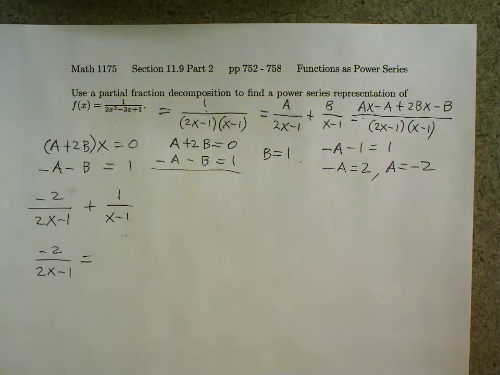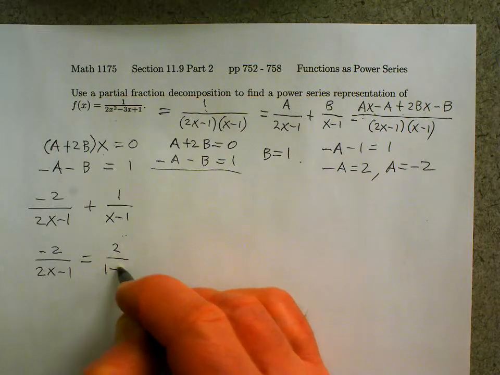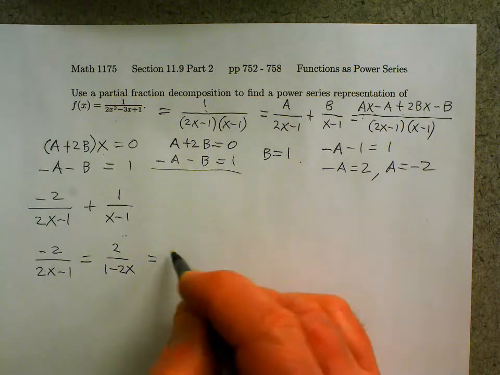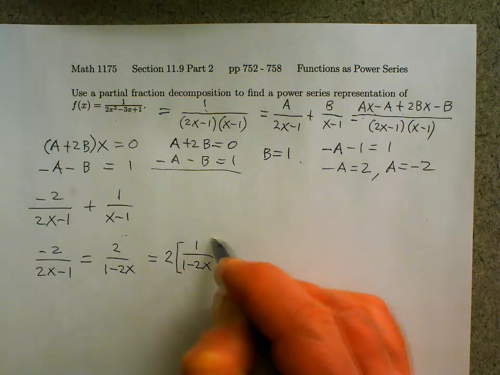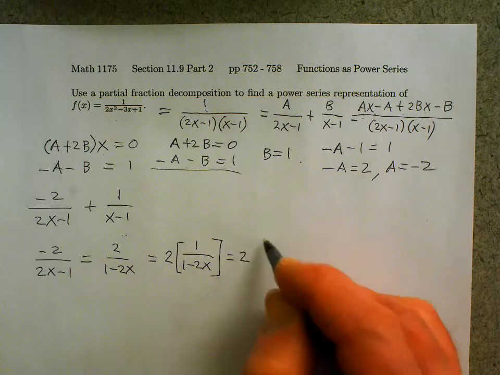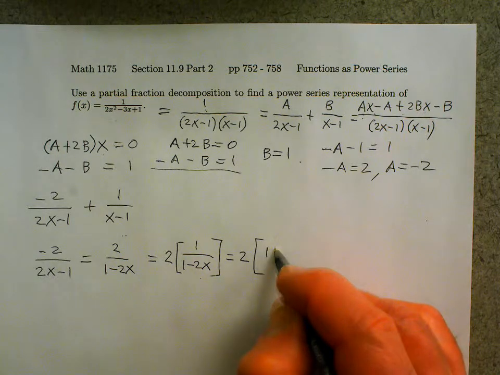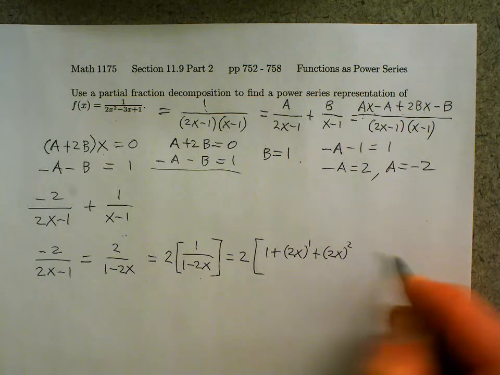If we multiply by 1 in the form negative 1 over negative 1, we can write this as positive 2 over 1 minus 2x. And then think of this as 2 times 1 over 1 minus 2x. And then for the 1 over 1 minus 2x part, we can write down a power series representation. So this will be 1 plus 2x to the first plus 2x to the second plus 2x to the third, and so on.